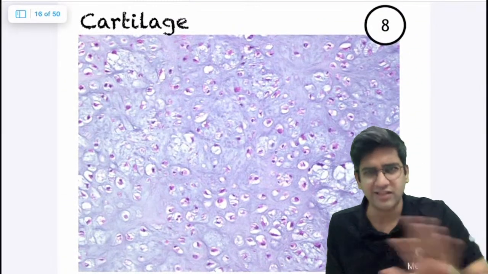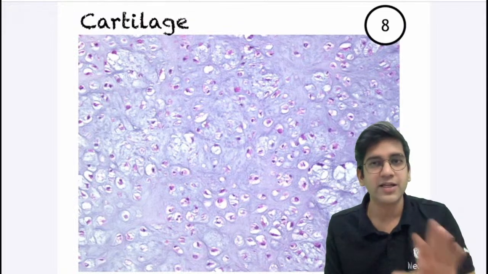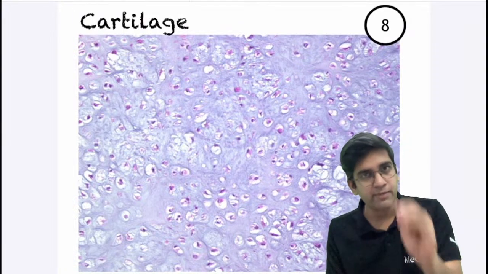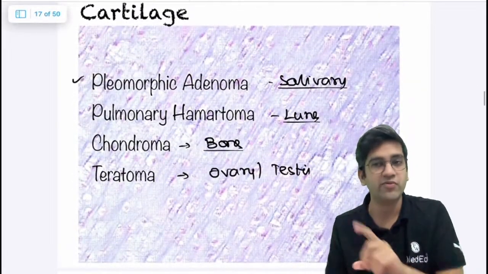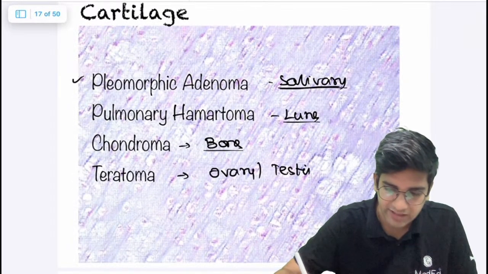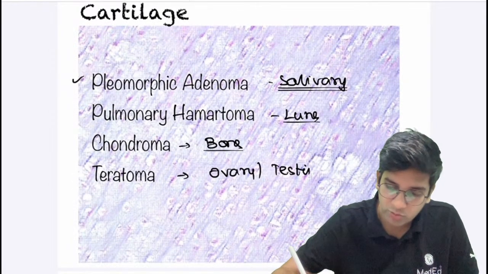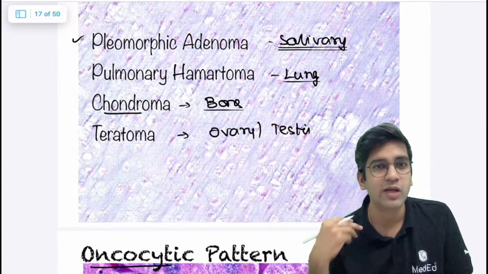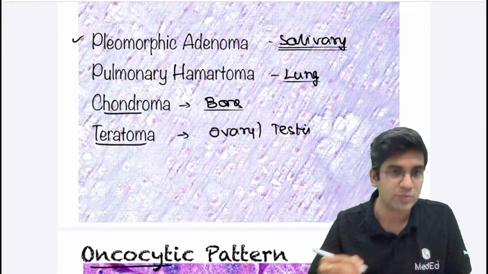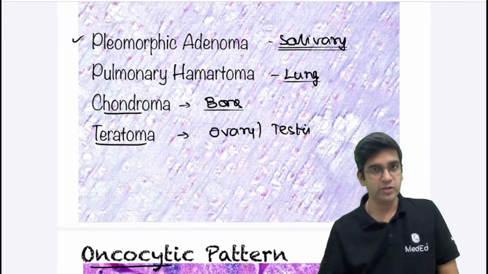Simple normal cartilage, nothing else. If you see cartilage, normal mature hyaline cartilage, that itself is diagnostic for me. I think of a pleomorphic adenoma, which can happen in the salivary glands. Pulmonary hamartoma, obviously, is going to happen in the lung. Chondroma, bone and the cartilaginous area, and teratoma, because teratoma will have all three germ layers.